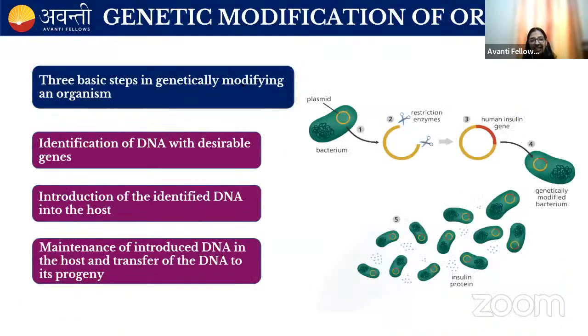Now, there are three steps through which we can genetically modify an organism. Number one is the identification of the DNA with the desirable gene. This is a genome. Here is the gene of interest. First, I have to identify the DNA with the desirable gene of interest. Then only will I be able to extract or take out the gene of interest. So I'll use the molecular scissors, which are the restriction enzymes. The restriction enzyme will cut, and we can easily take out the gene of interest.